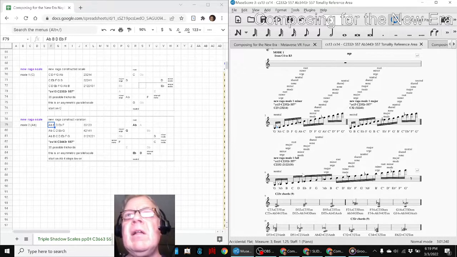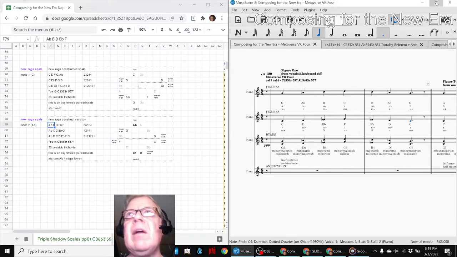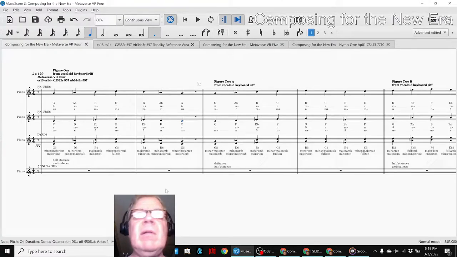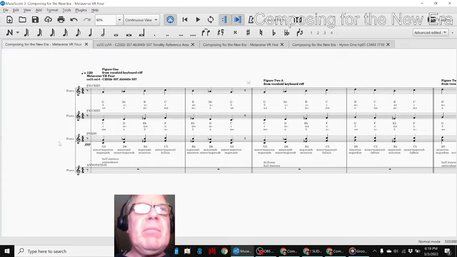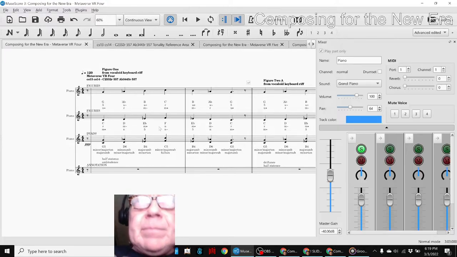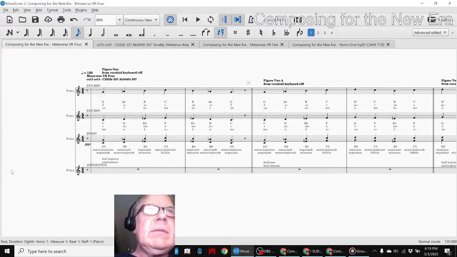And then this is what mode two sounds like, but we actually made it as a composition. So let's listen to it here, where we let the scales rip, and then we played the two riffs against each other. And this is what we came up with.